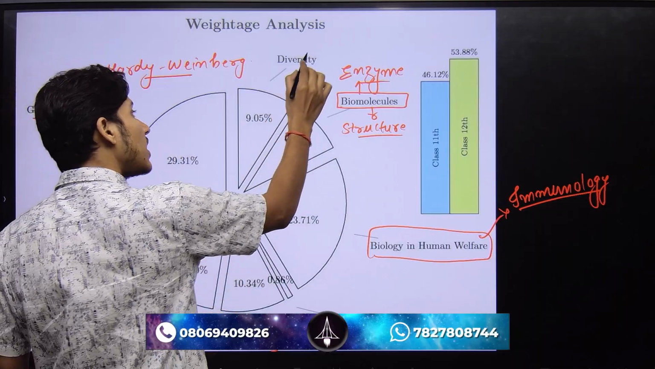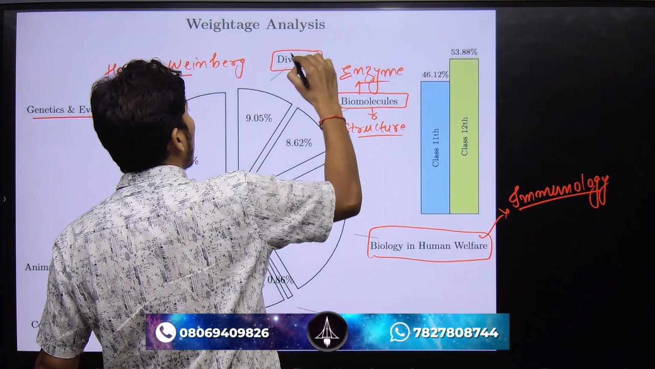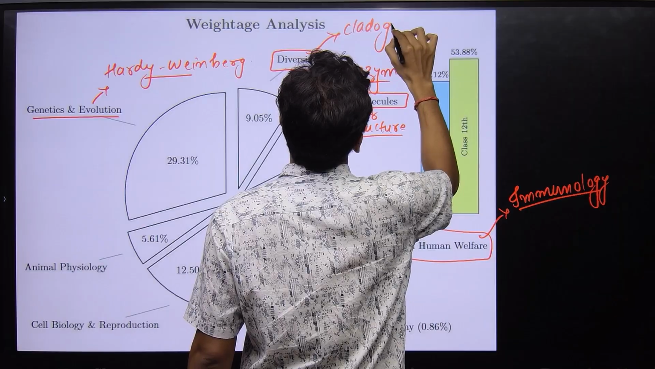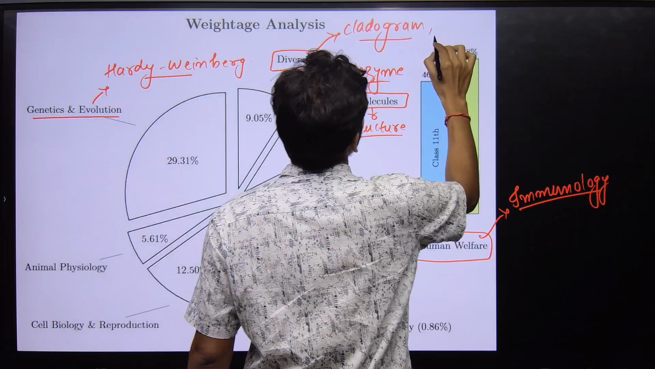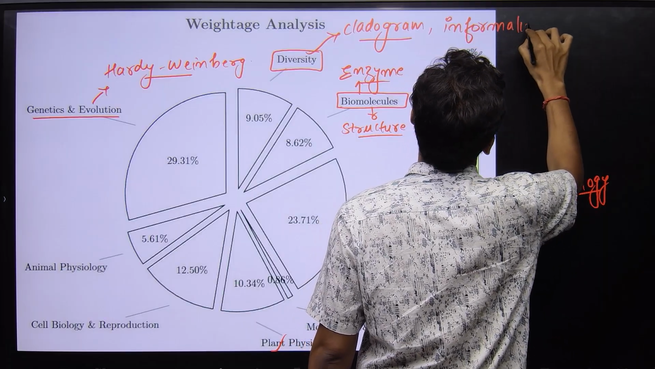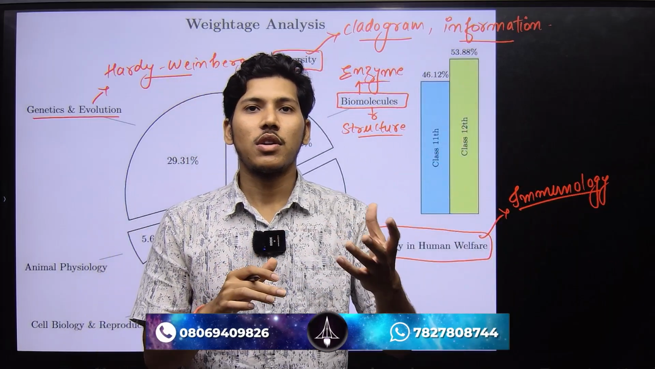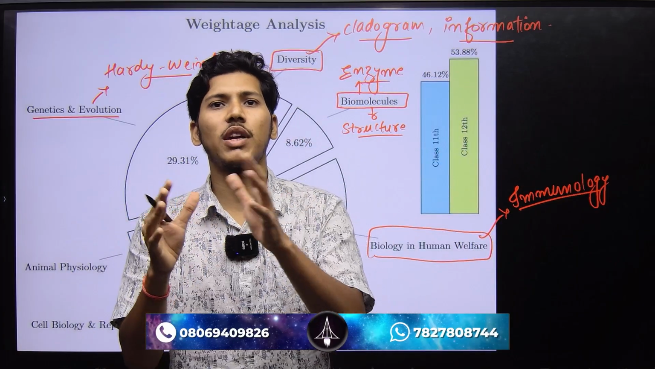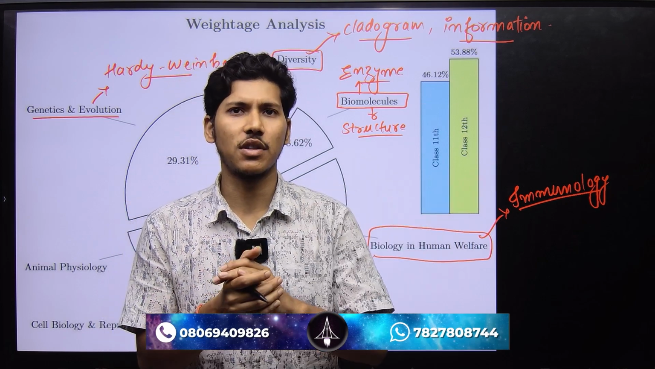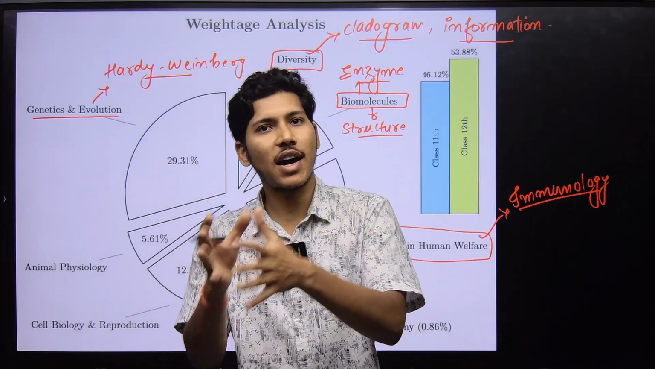Diversity is also a very important unit here, but the questions that are asked from this unit are mostly based on cladograms, or some kind of information based question. They will give you some information and then ask based upon that information about the particular things mentioned in the question itself. So they tend to give a context in the question and then they ask the question from that part.